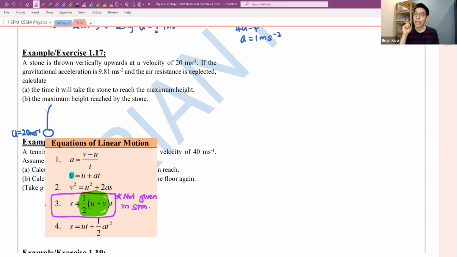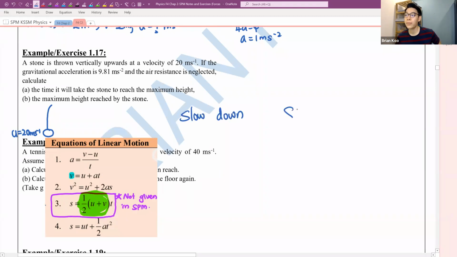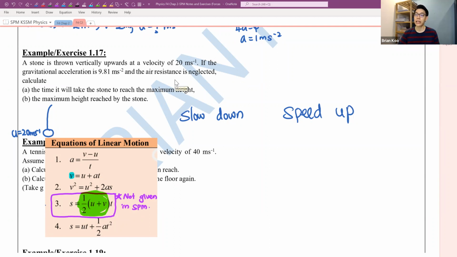Okay, so I want to ask everyone one simple question first. Everyone listen up. If I throw something up, does it slow down or does it speed up? Slow down. Okay, Ethan says slow down. Sharishna says slow down. Kirina also says slow down. Yes, you are right. If you throw something up, it always slows down.